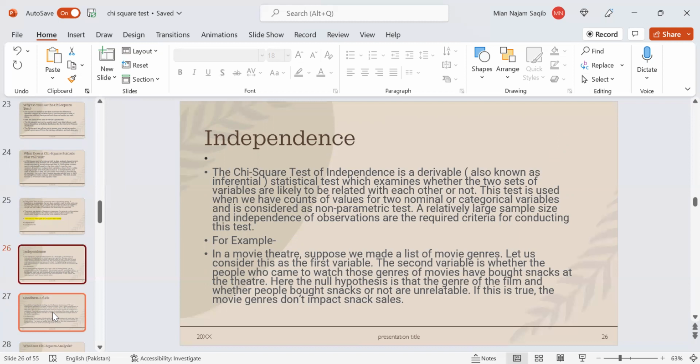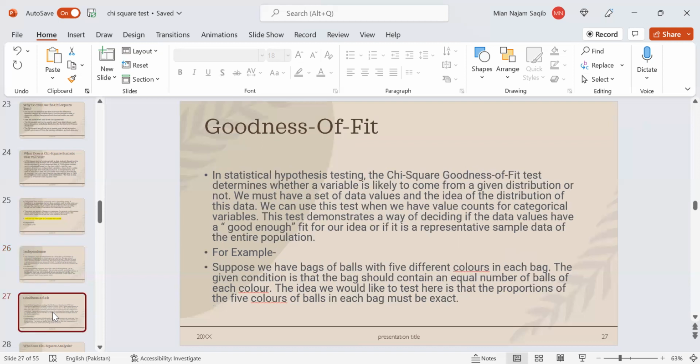An example is that in a movie theater, suppose we made a list of movie genres. Let us calculate this as the first variable. The second variable is whether the people who came to watch those genres of movies have bought snacks at the theater. Here, the null hypothesis is that the genre of the film and whether the people bought snacks or not are unrelated. If this is true, then the movie genres aren't going to impact snack sales.